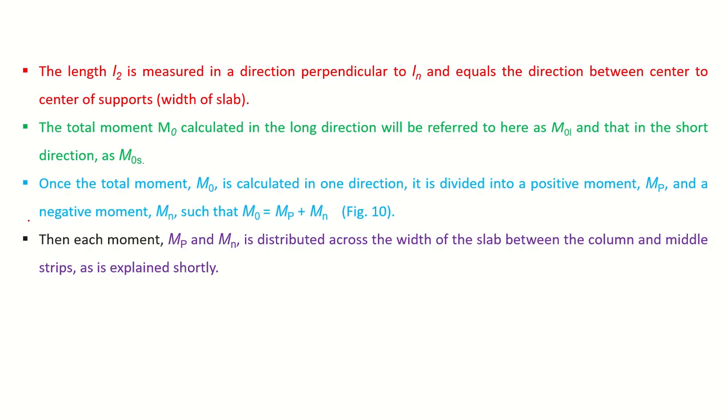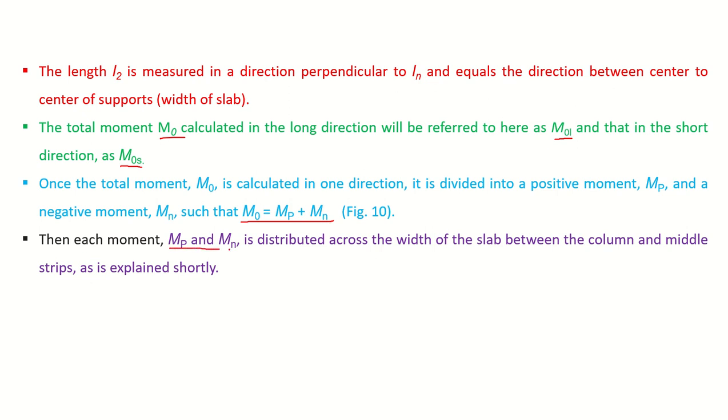Now the length L2 is measured in a direction perpendicular to Ln and equals the distance between center to center of supports. We already know that. The total moment M naught calculated in the long direction will be referred to here as M naught long, and that in the short direction will be M naught short, okay. Once the total moment M naught is calculated in one direction, it is divided into positive and negative moment. I already explained these things, right. M naught is equal to M positive plus M negative.